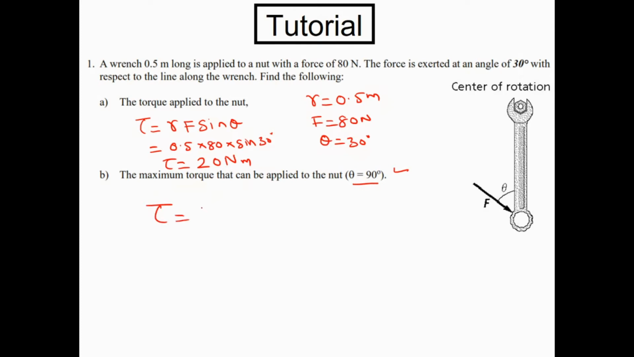Torque tau is equal to RF sine theta. So R value is 0.5, F value is 80, and sine of 90 degrees. Sine of 90 degrees is 1. So multiply 0.5 with 80. So you'll get 40 Newton meters. So this is the answer for the second part. Clear?